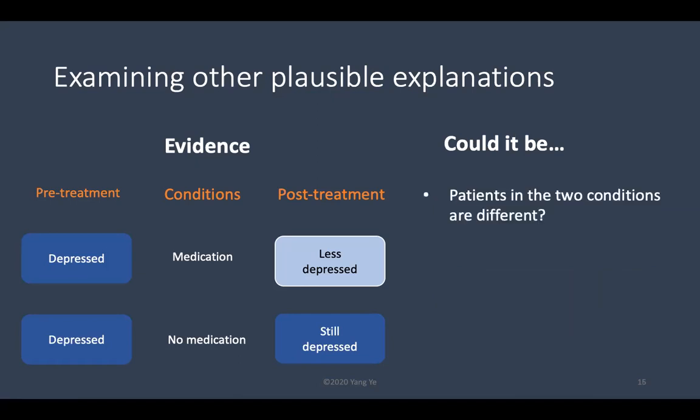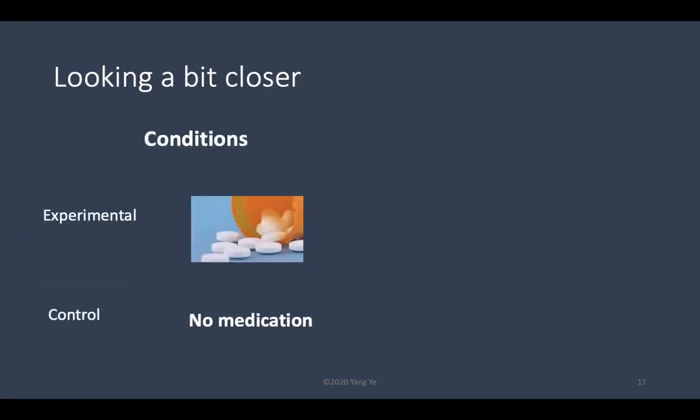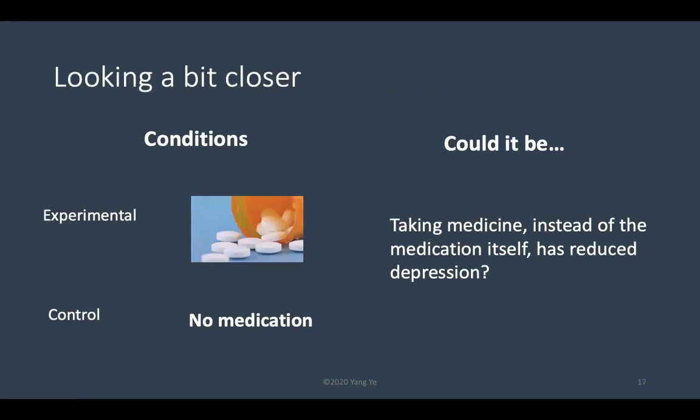But it could also be that the patients in the two conditions are a little bit different from each other. But if there's random assignment, these participants are not really different from each other because their difference is random, right? And we also established there's no difference in terms of depression in the pre-treatment measure. But again, the most important factor here, the most important procedure, is the random assignment of the participants. And if you look a bit closer, we realize that in the control condition, they didn't take any medication at all. So could it be that it is taking the medicine, instead of the medicine itself, which means the chemical ingredients of the medicine, that has reduced depression?